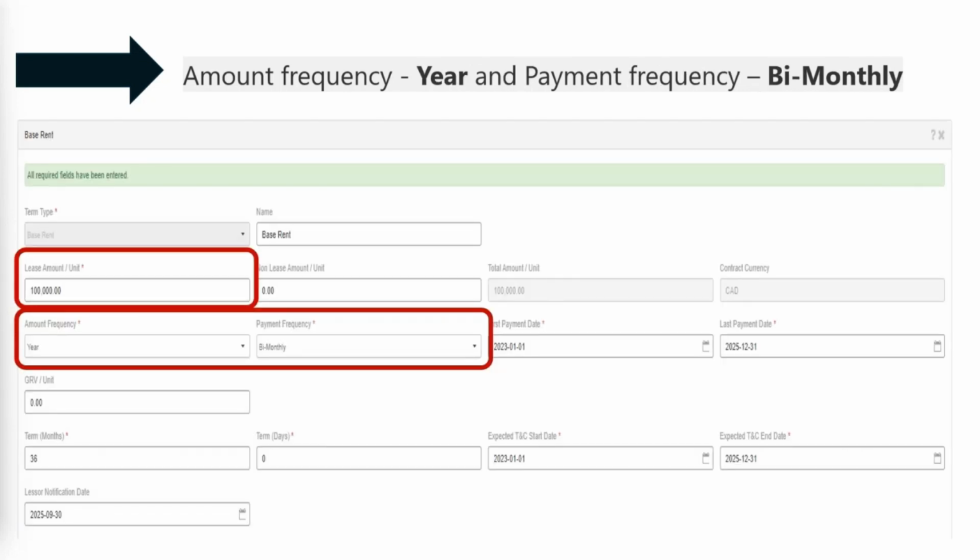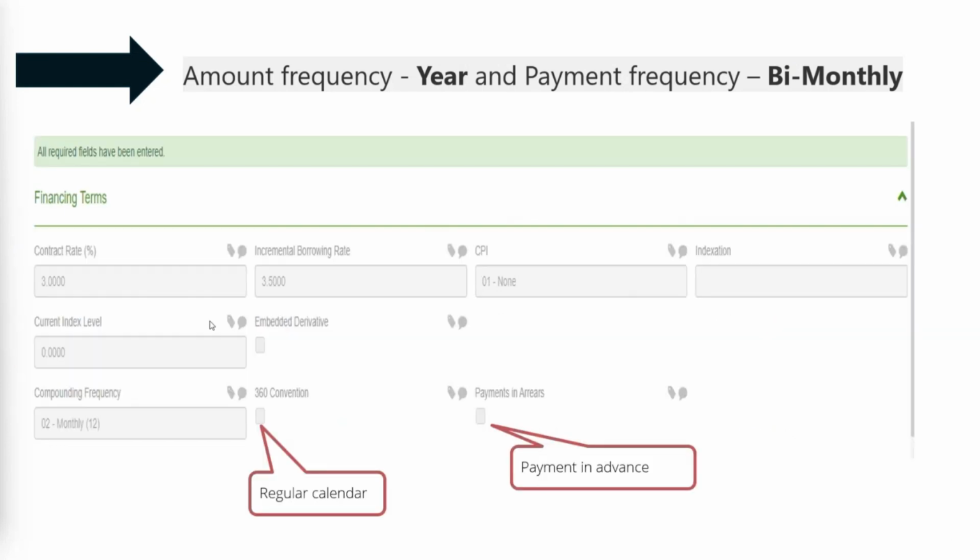Now let's see if our amount frequency is year and payment frequency is bi-monthly. That means the amount set is for either 360 or 365 days based on the calendar chosen, and the payment will be made every 2 months. So each payment period will have the total days of the corresponding 2 months. Here we have 100,000, which is for 365 days since we are using the regular calendar, and payment is done in advance. That is the start of the day.